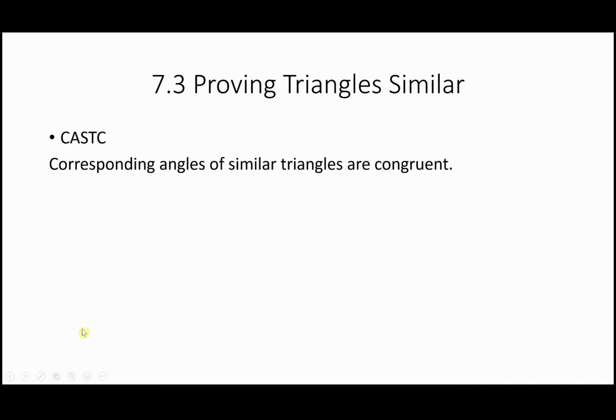So there's another 5-letter code, which kind of relates to that very first condition that was mentioned in the definition of polygon similarity, and it's that corresponding angles of similar triangles are congruent.